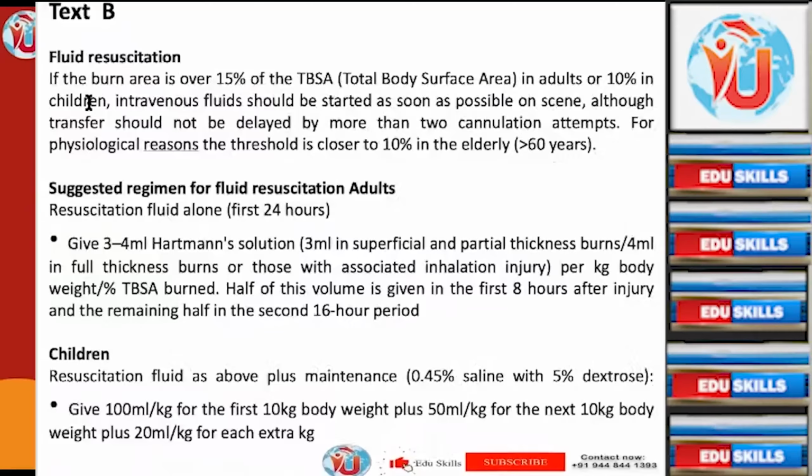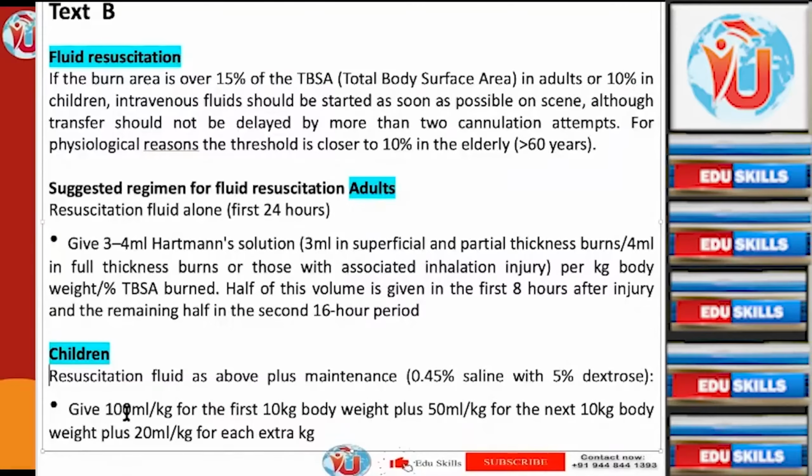Now, what are the important here? Fluid resuscitation. Suggest regime for fluid resuscitation for adults. Then children. You know, these are very important. I gave it treatment. I understood this from the fluid resuscitation. It is treatment, right? I gave the heading treatment. Just I want to tell you, you can make your own heading. It's only for your understanding.